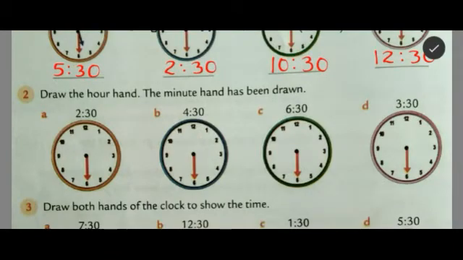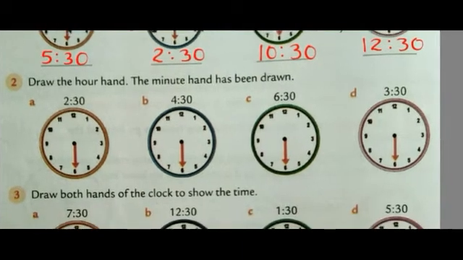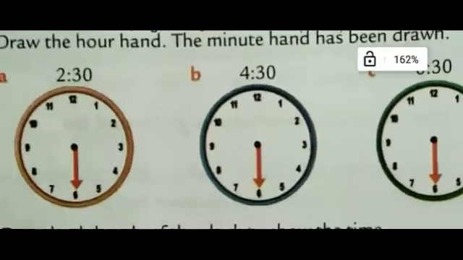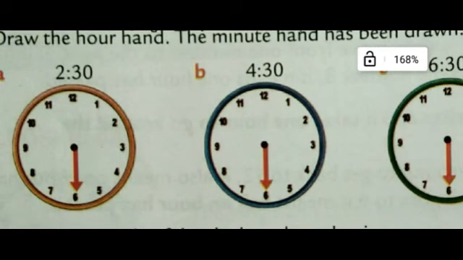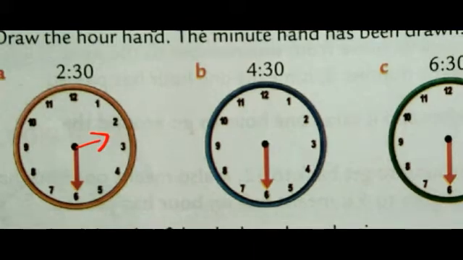Draw the hour hand. The minute hand has been drawn. Now here the minute hand is already there. We need to only draw the hour hand. So let's do that. Time is 2:30. So here the hour hand will be between 2 and 3 like this. Okay, and it should be smaller.